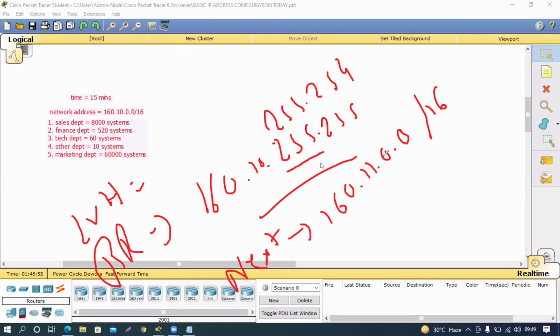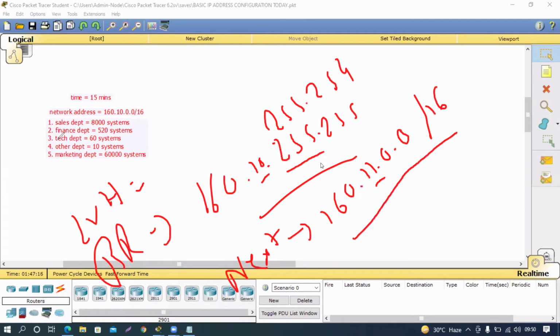So it means the previous octet will be incremented by 1, because the octet value has reached its maximum. So always the previous octet will be incremented by 1. Got it. So this is your next network address now.